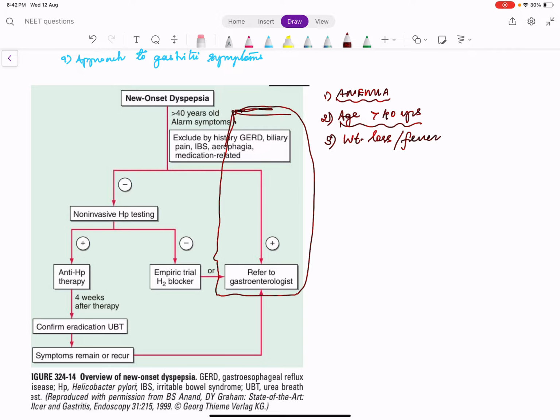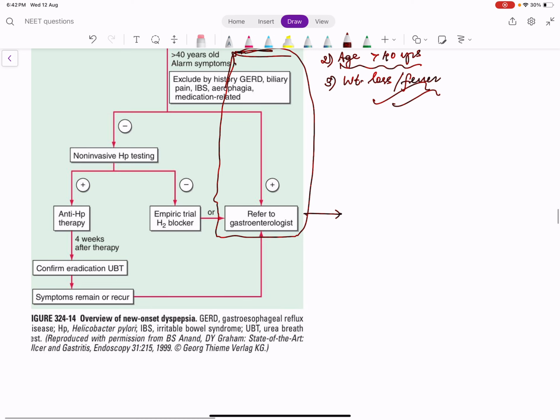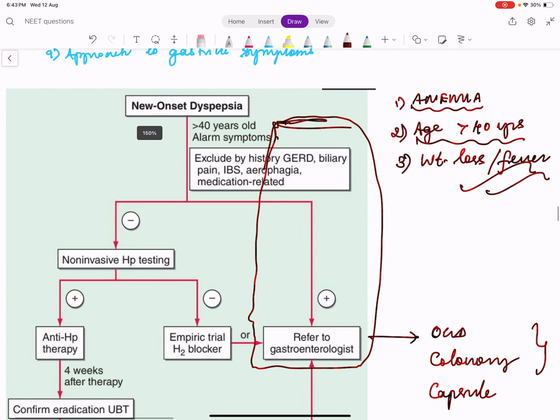If a scenario is given, and we're able to pick up some red flag feature in the imaging, we have nothing to do. We have to directly refer them to the gastroenterologist who will plan all the scopies, OGD scopy, colonoscopy, or if both turn negative, we can also plan capsule endoscopy to identify the source of bleeding, etc.